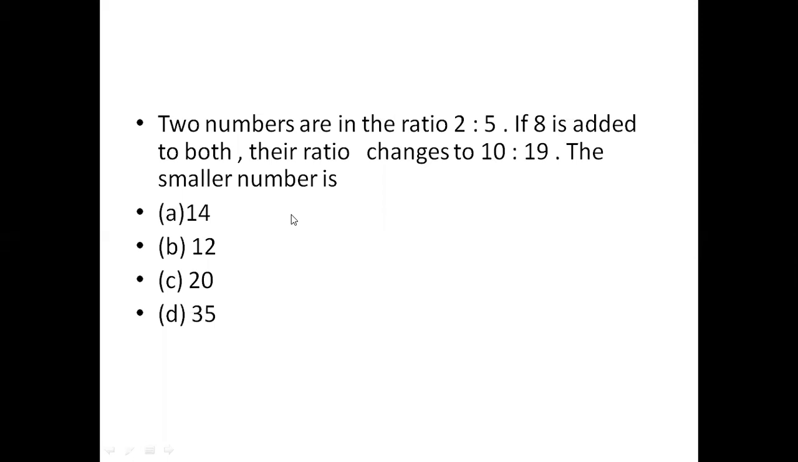Two numbers are in the ratio 2 is to 5. If 8 is added to both, the ratio changes to 10 is to 19. So the smaller one is the question. Two numbers are in the ratio 2 is to 5. If 8 is added to both, the ratio changes to 10 is to 19. The smaller number is.